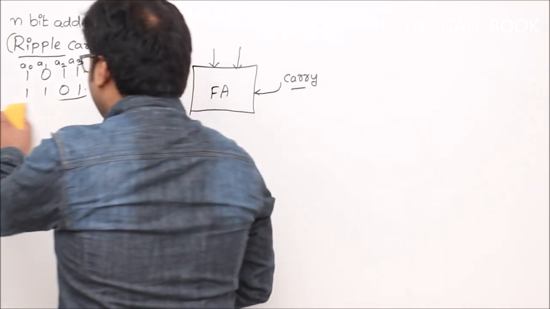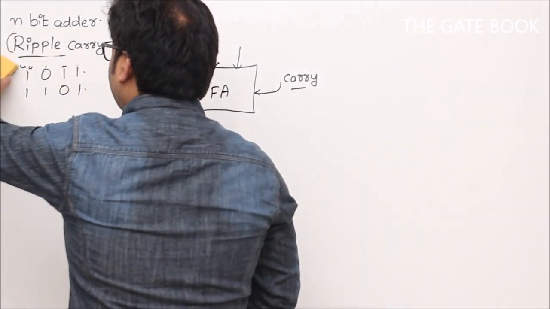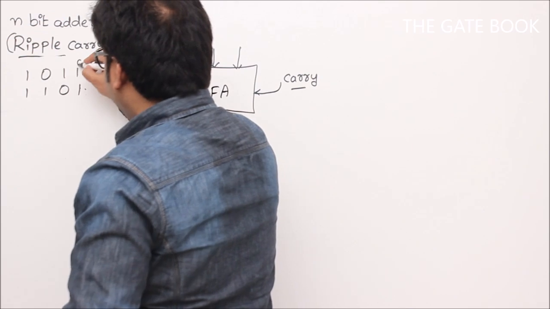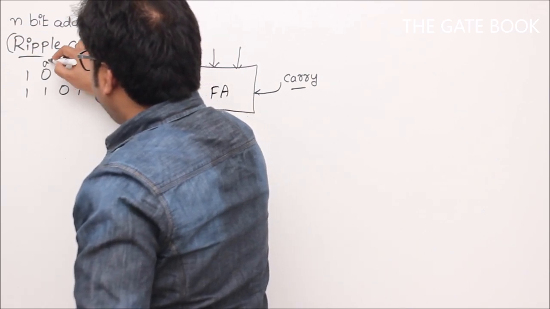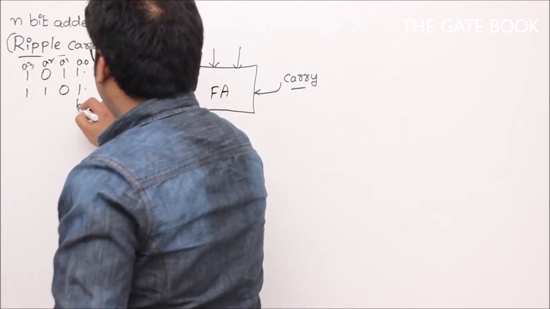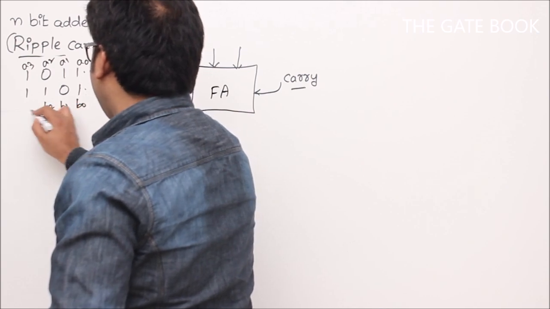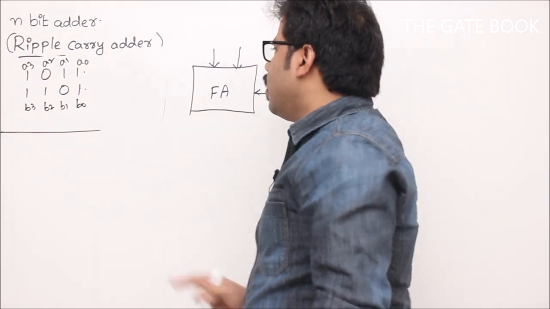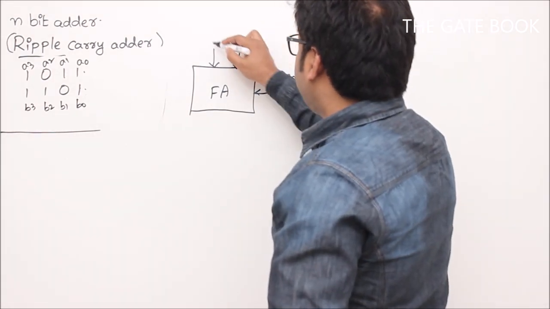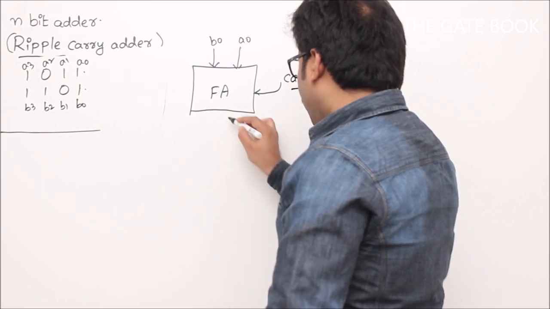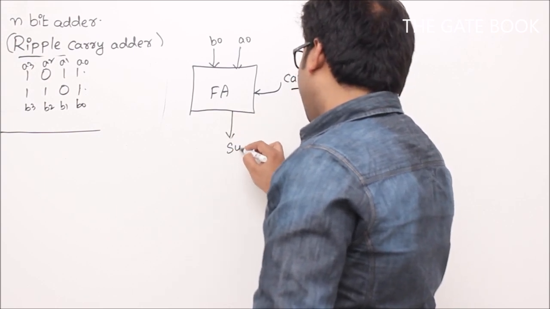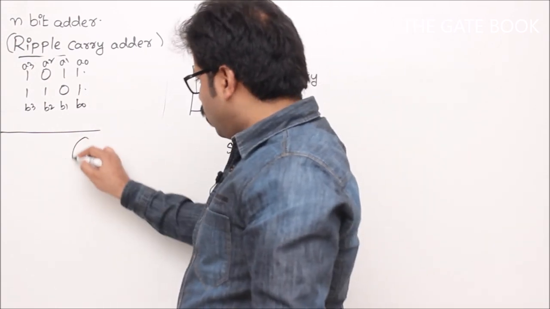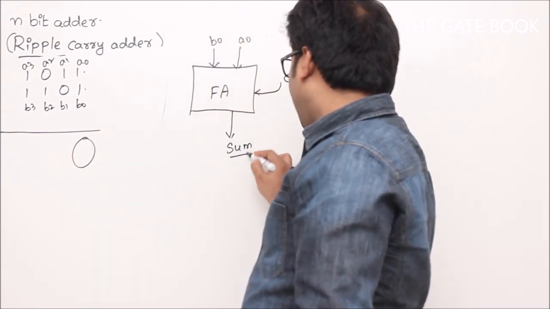Otherwise, a good idea is to number the inputs like this: A0, A1, A2, A3 and B0, B1, B2, B3. Start adding them. First you want to add A0, B0, correct? Give A0, B0 here. So what you get is the sum, right? The sum will be here. Yes, 1 plus 1 is 0. I want the sum, so I am going to catch it here.